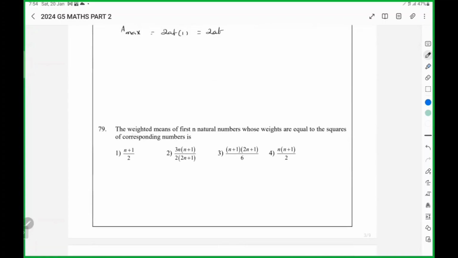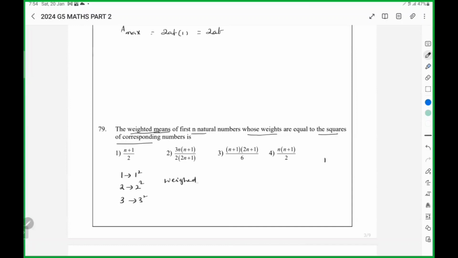Here, what is weight? First, n natural numbers whose weights are equal to the square of the corresponding number. That means 1 appears 1 square times, 2 appears 4 times. Weight means that many times it is coming. 3 coming 9 times, 2 coming 4 times, like that.